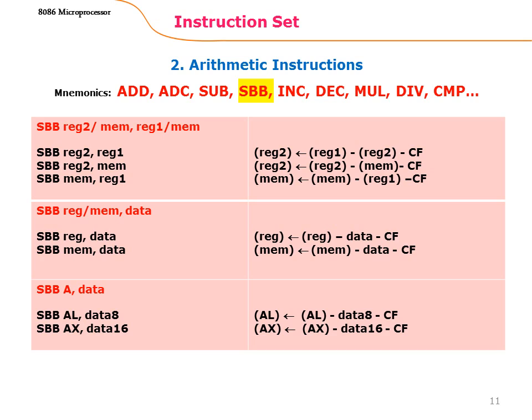Same like add with carry. Here, the carry flag is also subtracted from the result. SBB, source operand, destination operand. If the source is a register, destination is also a register. If the source is a memory, destination is a register. If the source is a register, destination is a memory. And if the source is immediate data, destination may be a register or a memory.